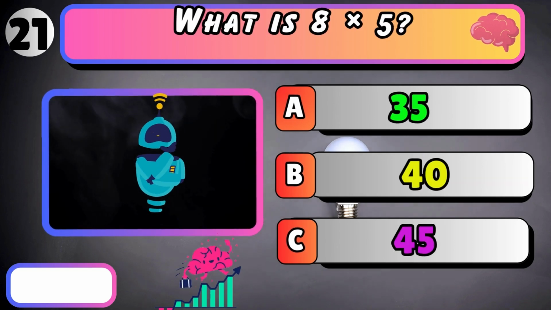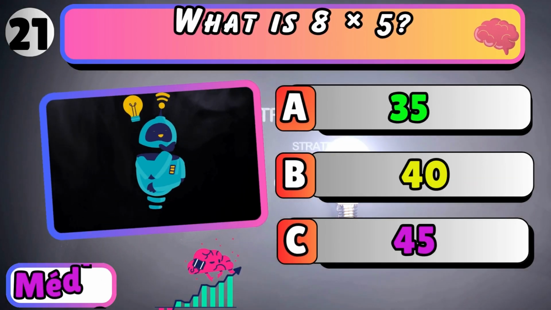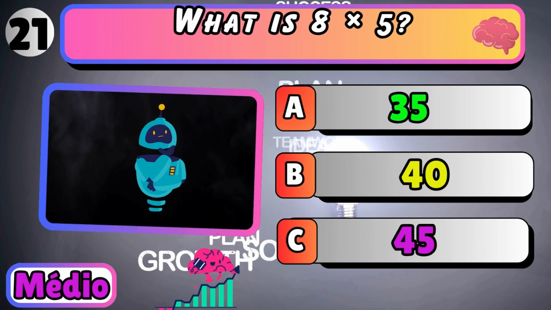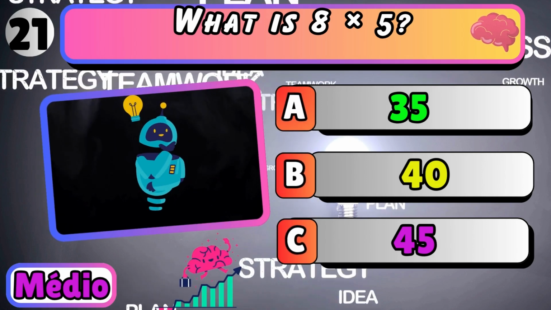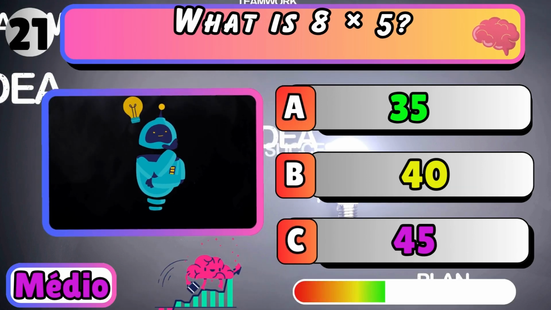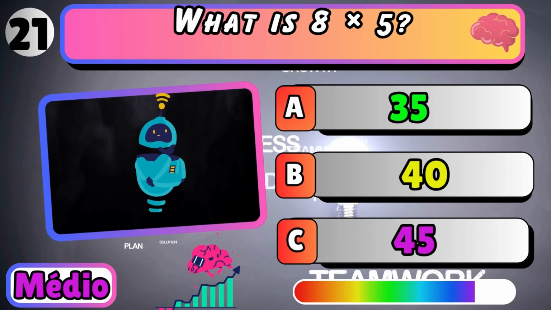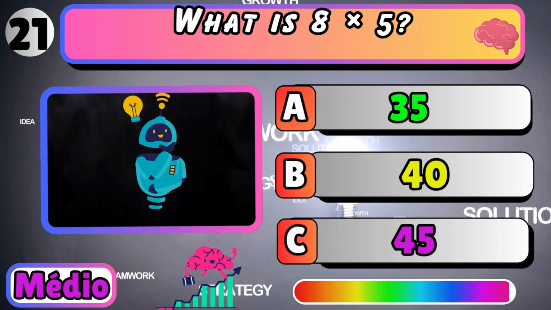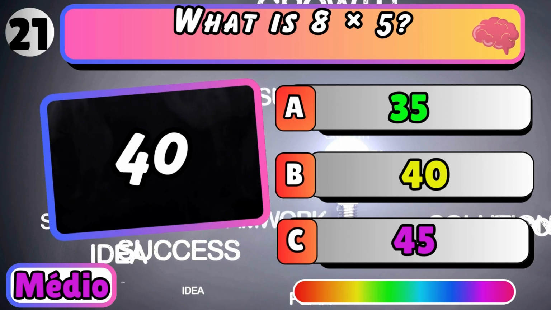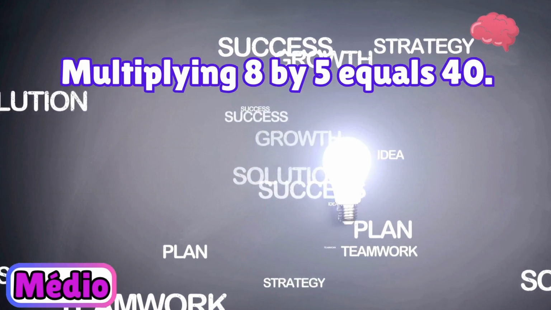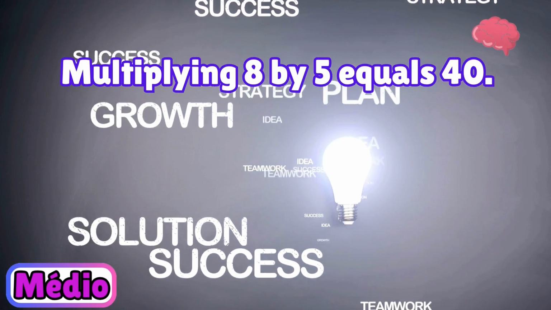What is 8 times 5? 35, 40, or 45? 40. Multiplying 8 by 5 equals 40.